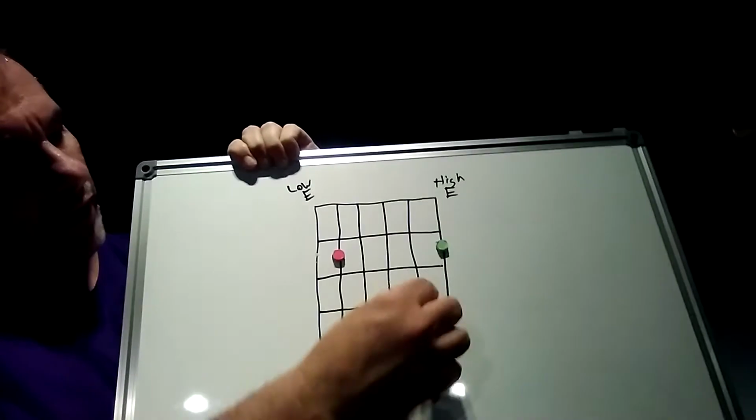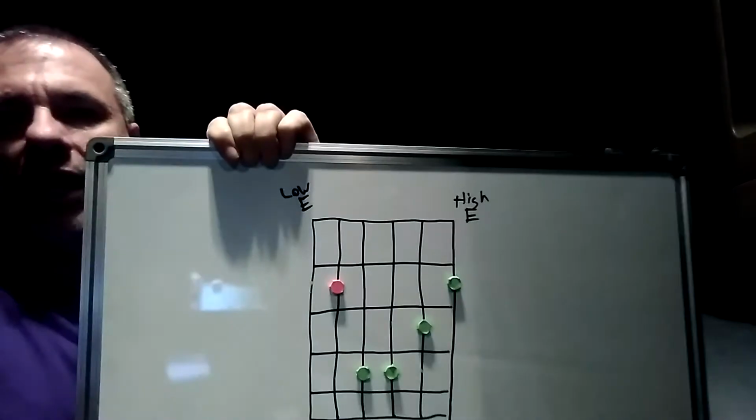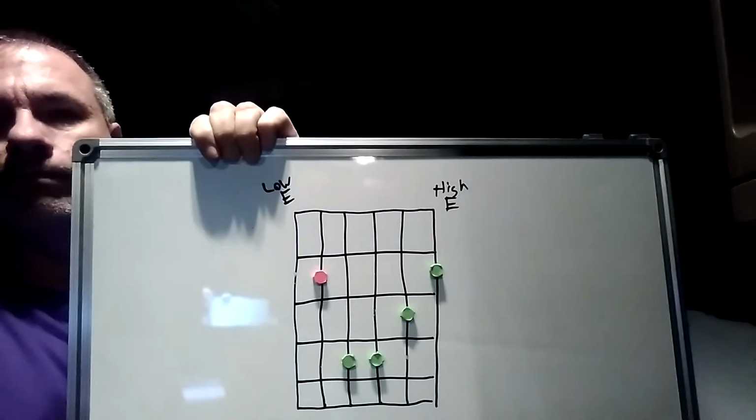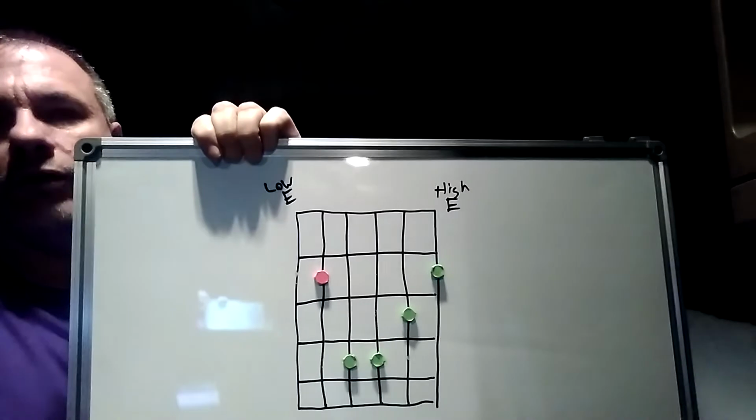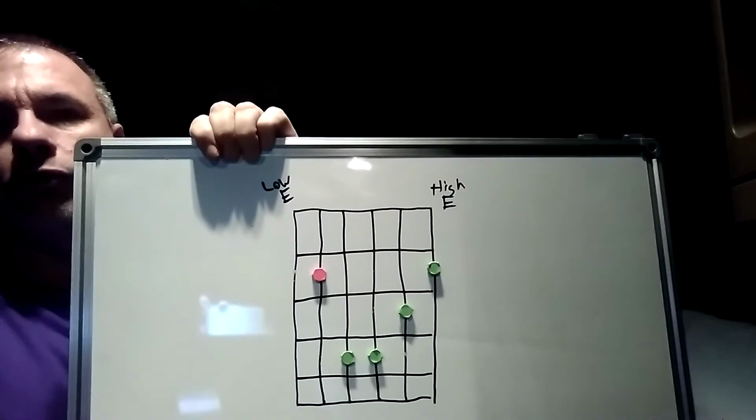I'm going to make it into a minor chord now. And now it's a minor chord. So write those two down. Major and the minor, 5th string root chord.